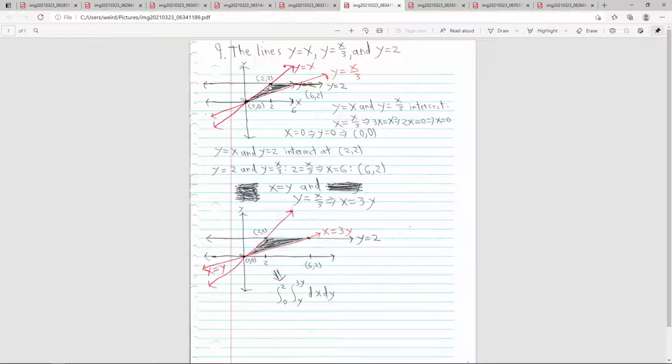So the region here, I tried to draw it better. It's kind of hard. I think this is more accurate here. 2 and 6 more distanced.